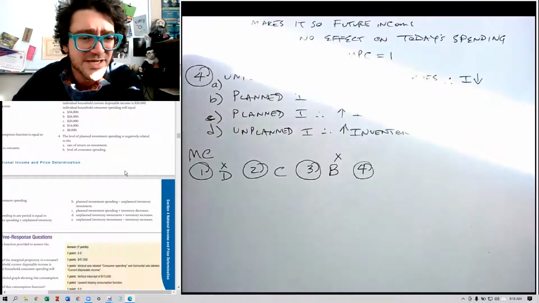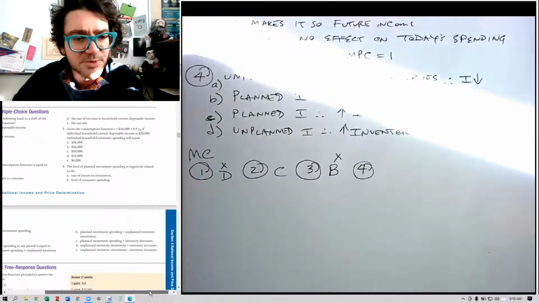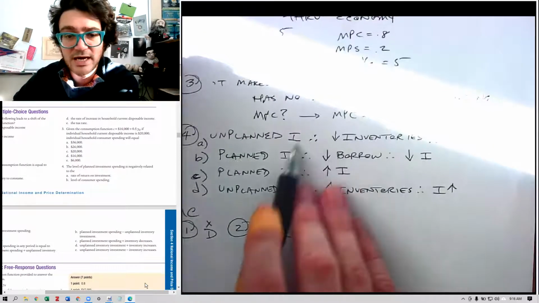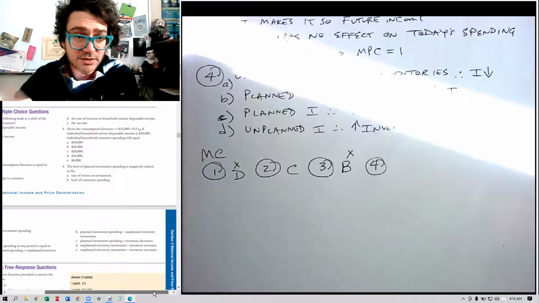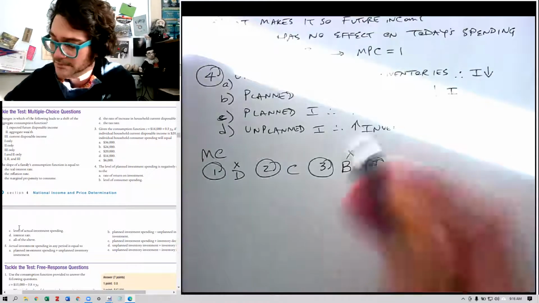Four, and that was actually relatively easy if you understand what they're asking. The level of planned investment spending is negatively related to the interest rate, right? Kind of thinking about why would planned investment go down? Well, it would be because the interest rates are higher. So the rate of return on investment level, and now interest rate, D. There we are.